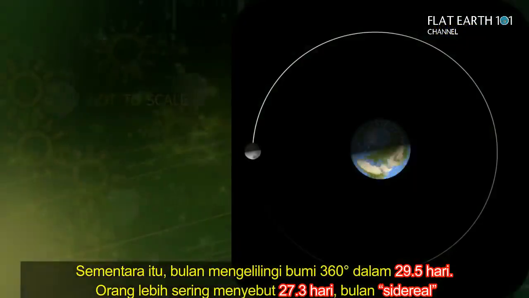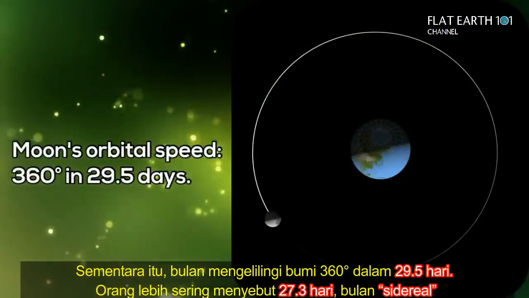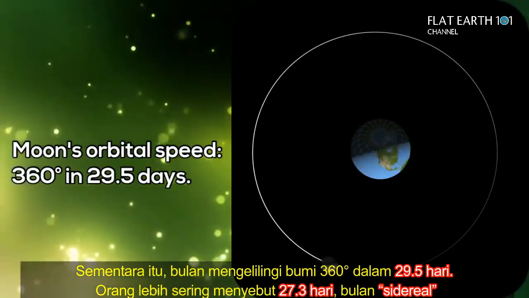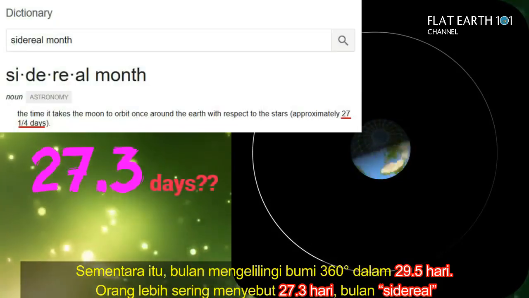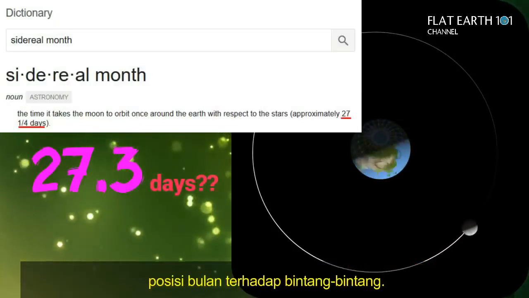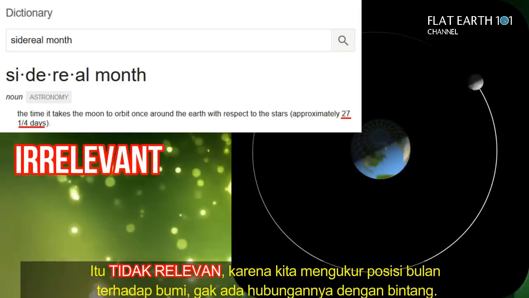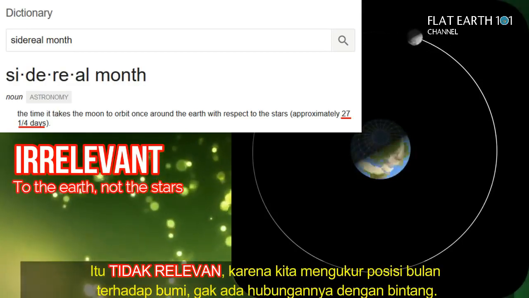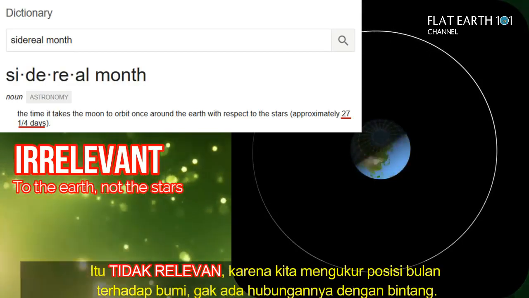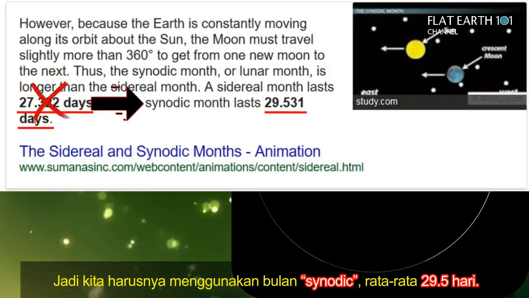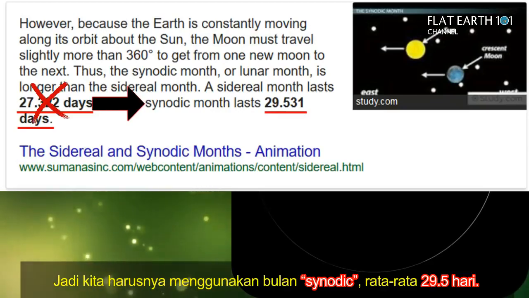While the Moon is orbiting the Earth 360 degrees in 29.5 days. Some people like to say 27.3 days, the sidereal month, the Moon's position with respect to the stars. It's irrelevant, for we are counting the Moon's position with respect to the Earth, nothing to do with the stars. So we have to use the synodic month, average 29.5 days.